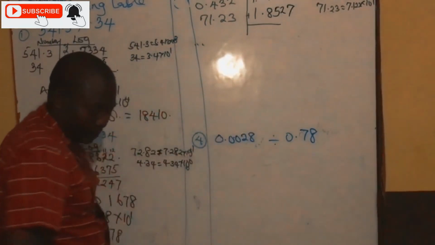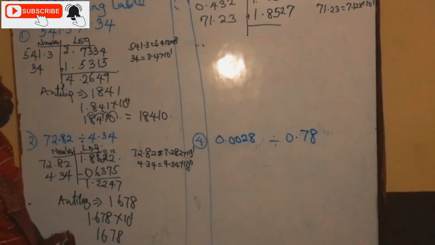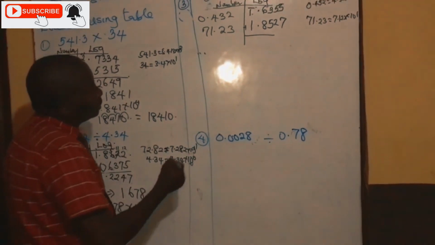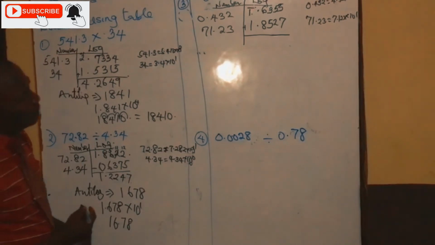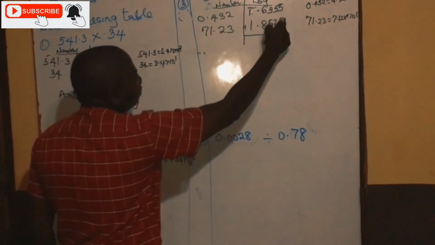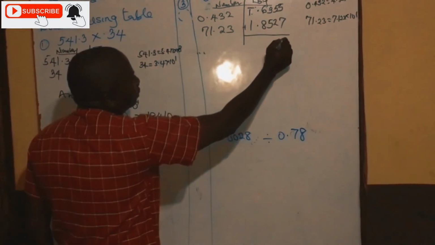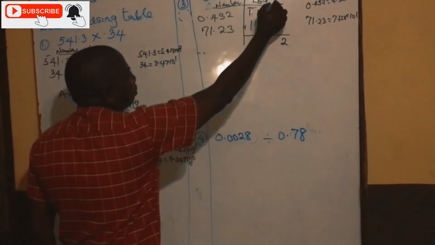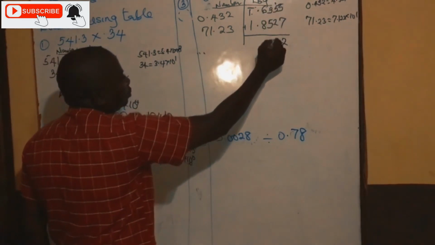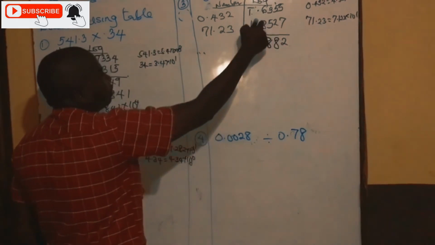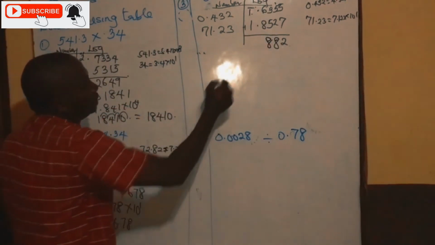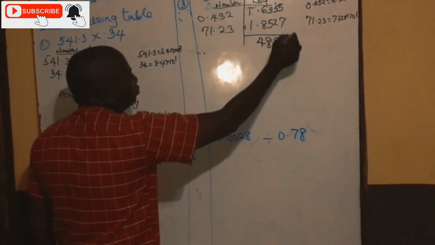8527. When it is checked in the four-figure table, so what do we do here? We add them together. 5 plus 7, 12. 2. 1 plus 5 plus 2, 8. 3 plus 5, 8. 6 plus 8, that is 14. We add 4, then 1 will be carried.